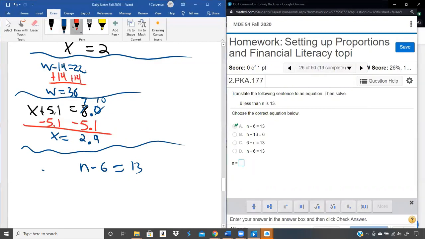So n minus 6 equals 13. We're trying to get the n by itself, which means the minus 6 is what needs to go away. But we don't just scratch it out like that. Since it says minus 6, we add 6 to both sides.